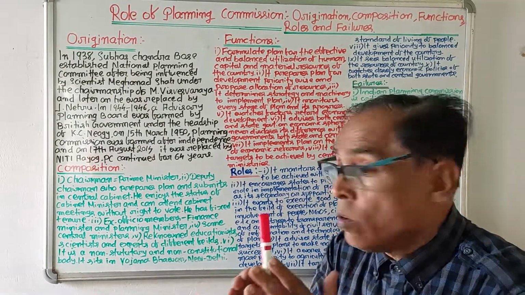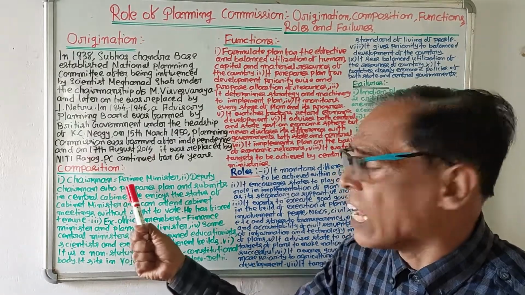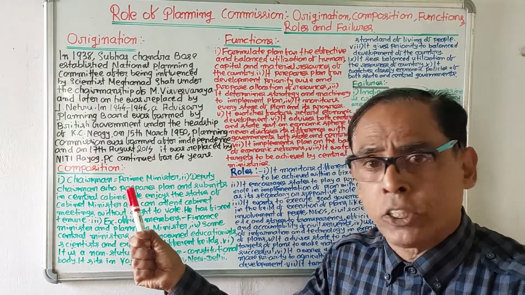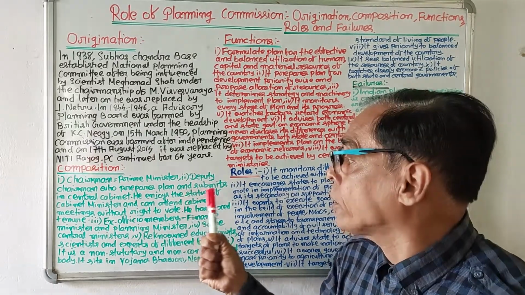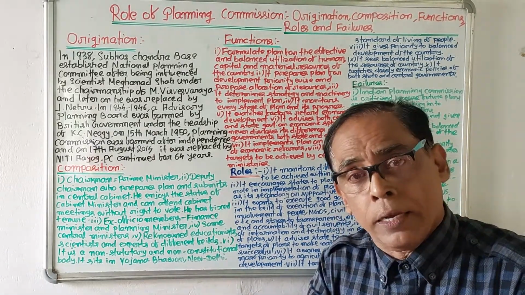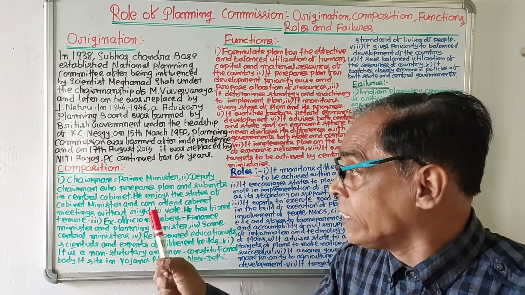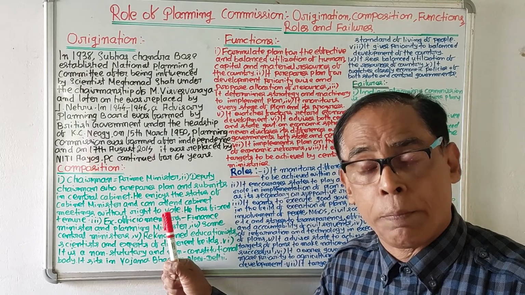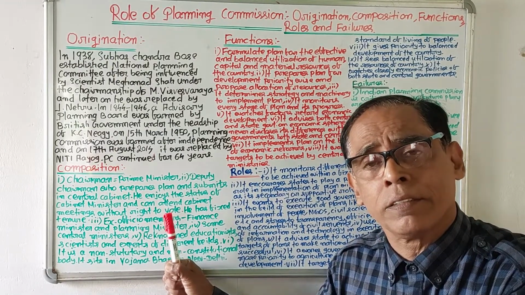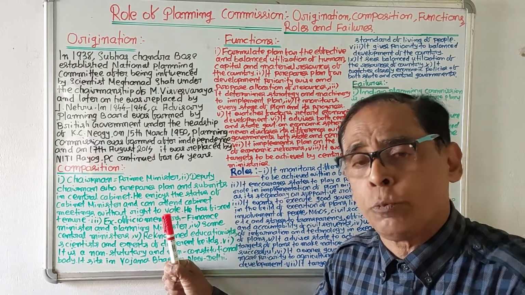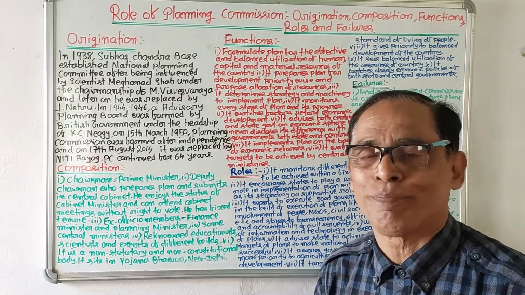Now let's see its composition. The Planning Commission of India consists of a chairman. The Prime Minister is its chairman. Number 2, a deputy chairman. It is the function of the deputy chairman to prepare the plan and submit the plan in the central cabinet. This deputy chairman has the power to attend the cabinet meetings, but he has no right to vote. And he is given the status of a cabinet minister.